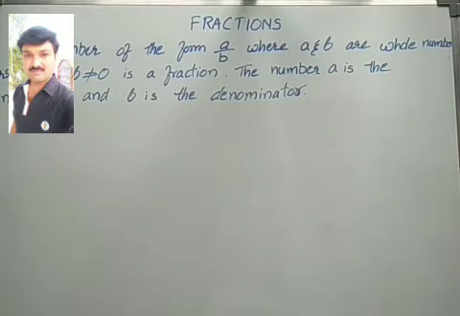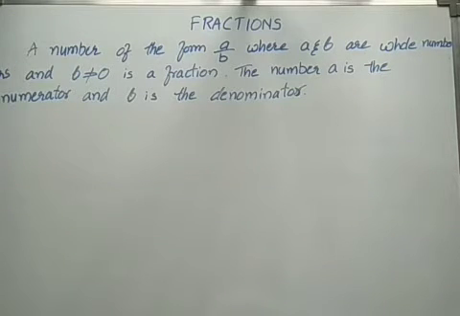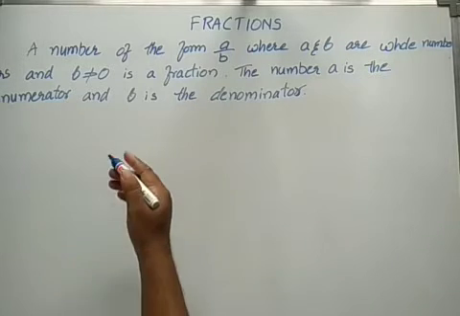Fractions. A number of the form a by b, where a and b are whole numbers and b is not equal to 0, is a fraction. The number a is the numerator and b is the denominator. I think by reading the definition you are getting confused, so I'll give an easy way to get an idea.